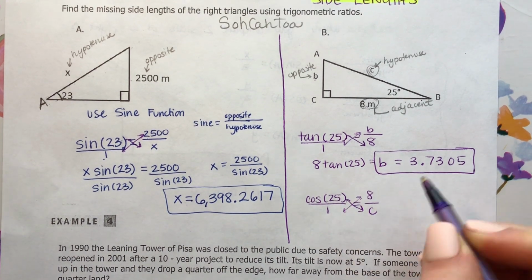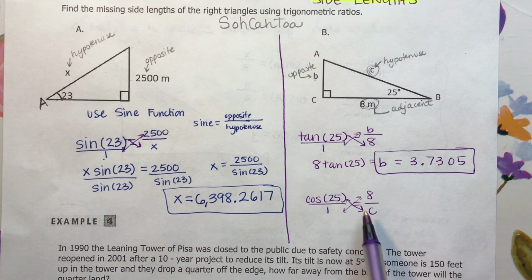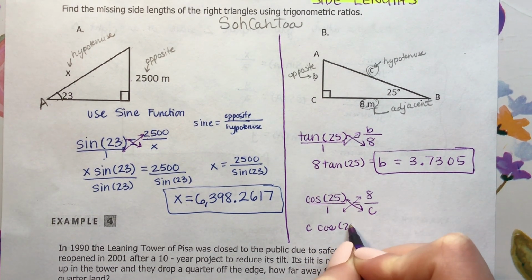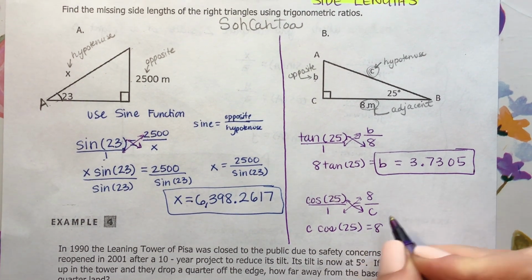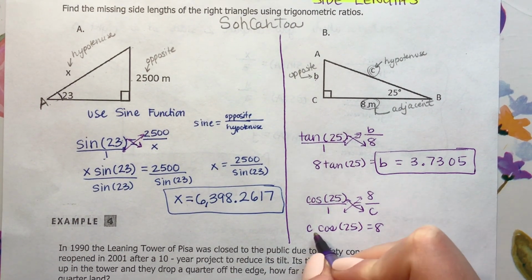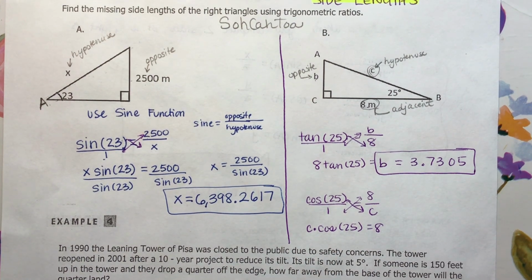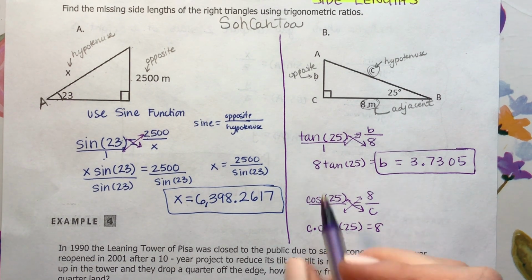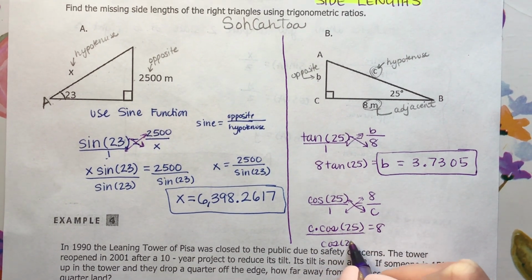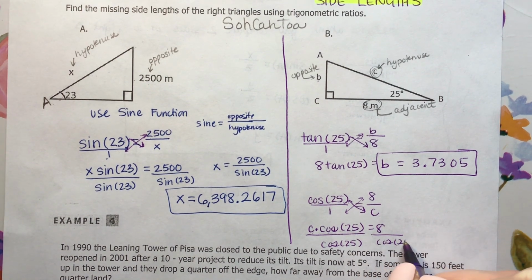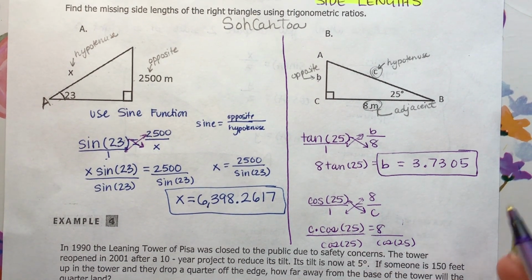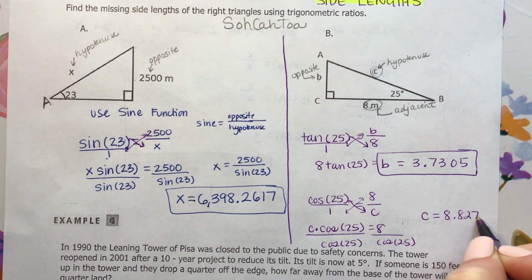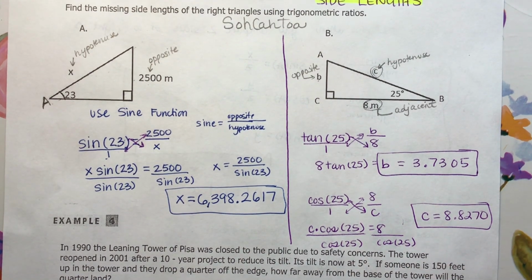Let's cross multiply. So C times the cosine of 25 is C cosine 25. And then 1 times 8 is 8. Let me put a dot in between there so we keep those separated, those C's. And now, because this is multiplication, I need to get rid of the cosine of 25, so I'm going to divide by the cosine of 25 on both sides. And this is what I'm putting into my calculator. When I do that, I end up getting C is equal to 8.8270.